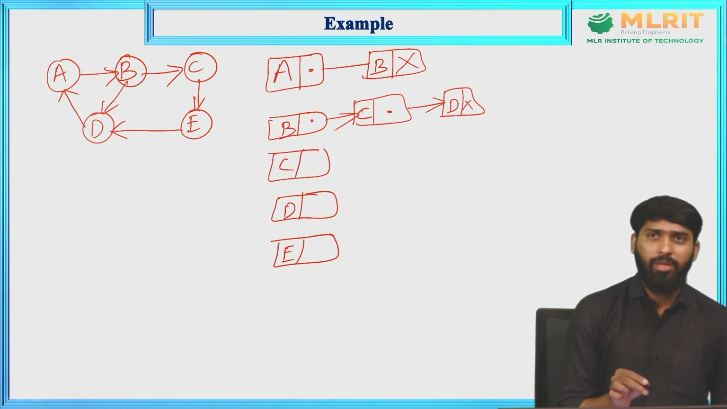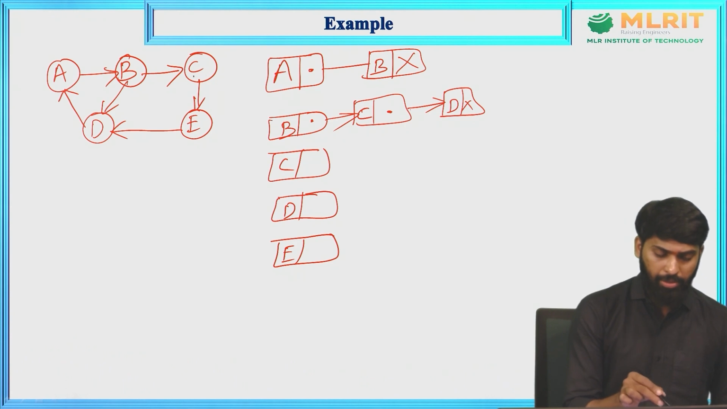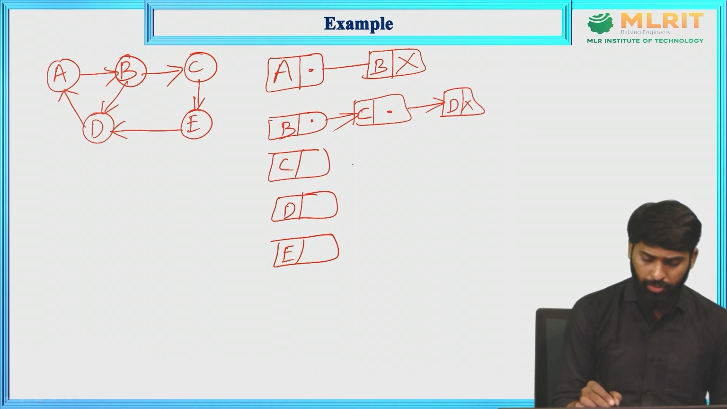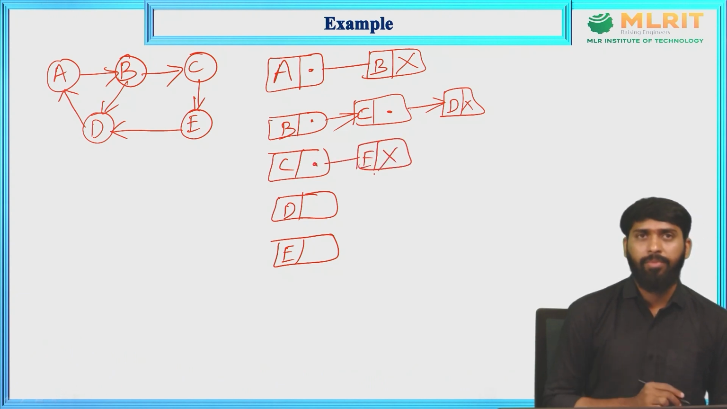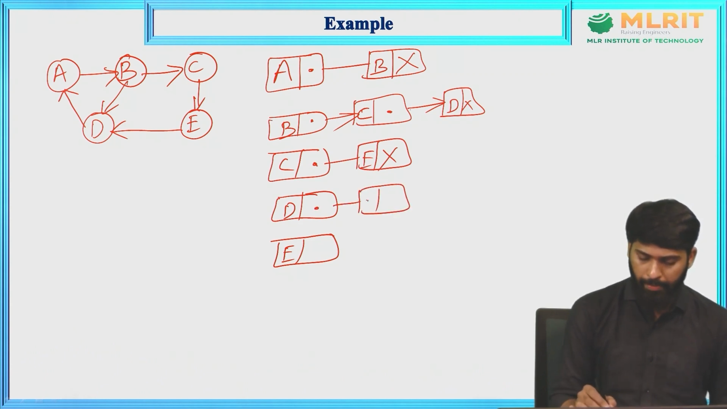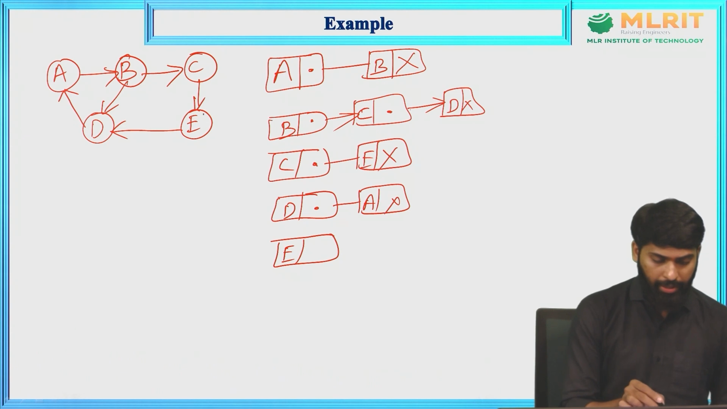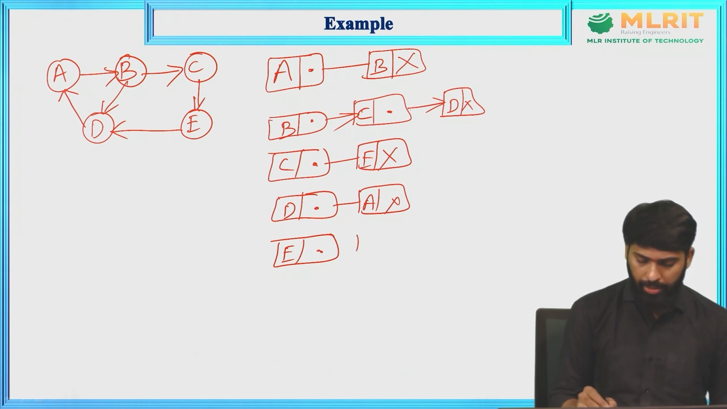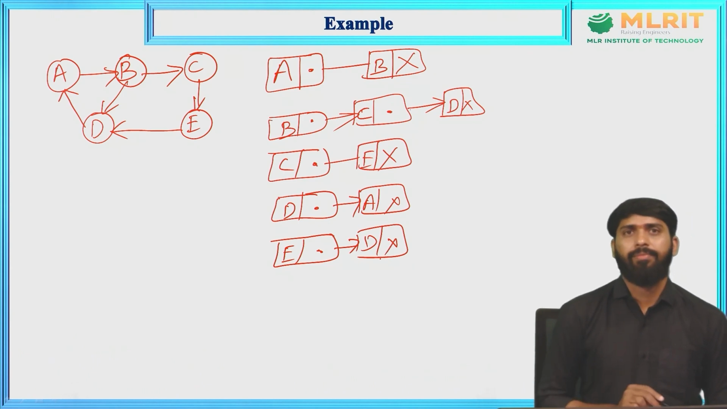So now pause the video and try to fill the remaining vertices. For C, we have only one edge, from C to E, so this is E, and here it is the end. And similarly for D, we have only A. For E, we have only D. So that's it. Okay, so this is how we represent using adjacency list.